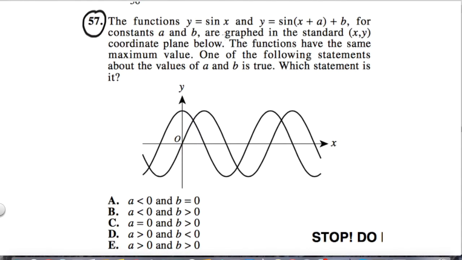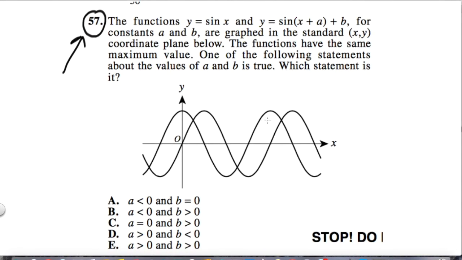So we're looking at this ACT test. We know 57 is supposed to be a difficult question. It says the function y equals sine x and the function y equals sine quantity x plus a plus b for constants a and b are graphed in the standard xy coordinate plane below. The functions have the same maximum value. One of the following statements about the values of a and b is true.